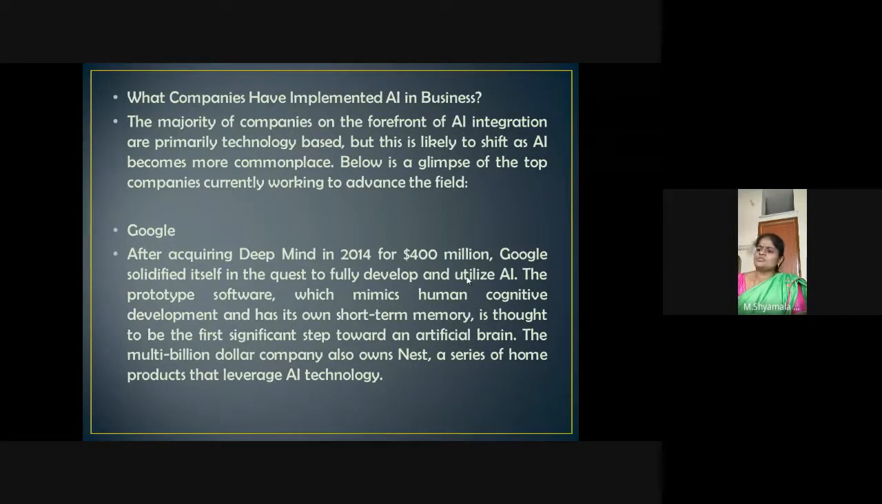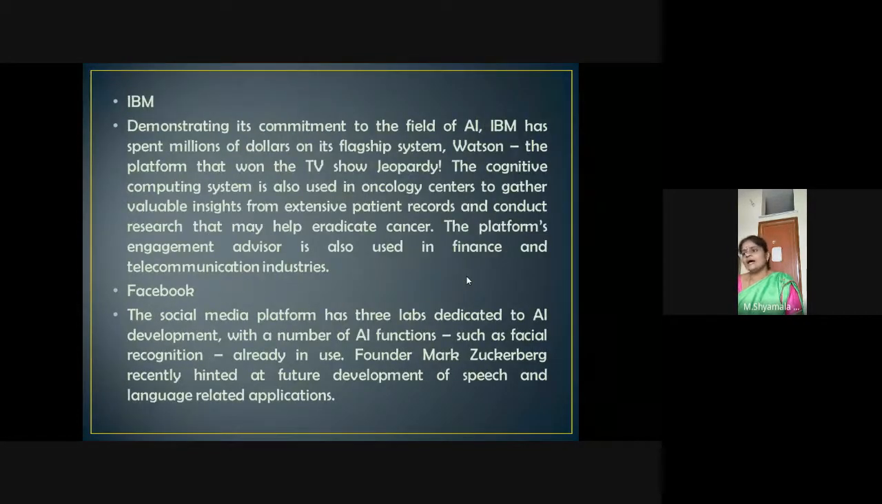In Google, of course, whatever we are searching, we can get relevant PDF documents, Word documents, and PowerPoint documents and everything. It produces them immediately. These things require artificial intelligence technology. As far as IBM is concerned, it is producing extensive patient records from conducted tests, which helps in reducing cancers and so on.